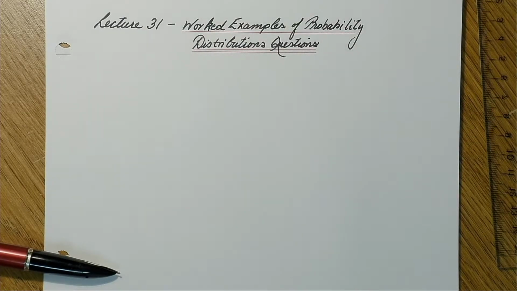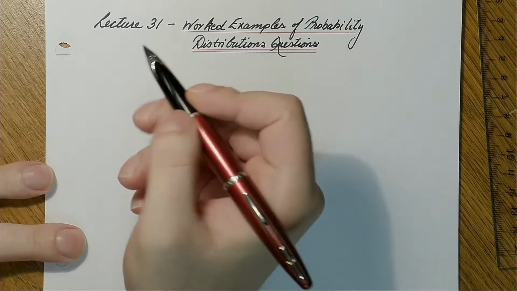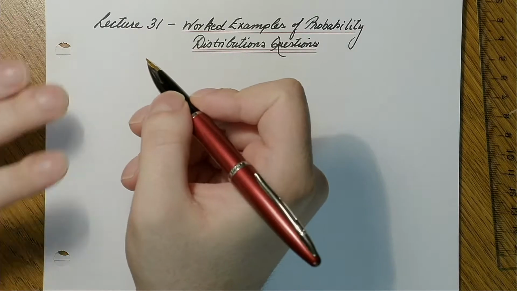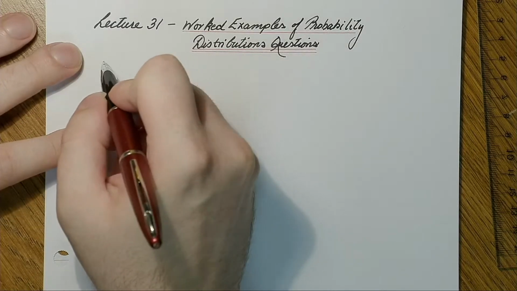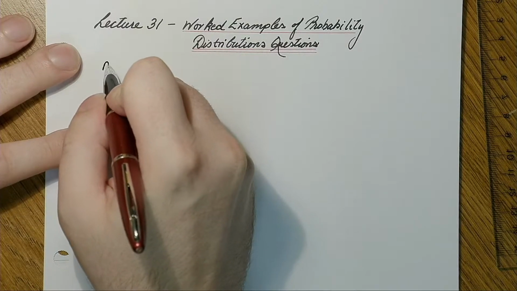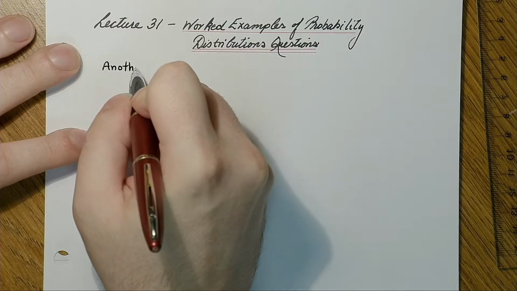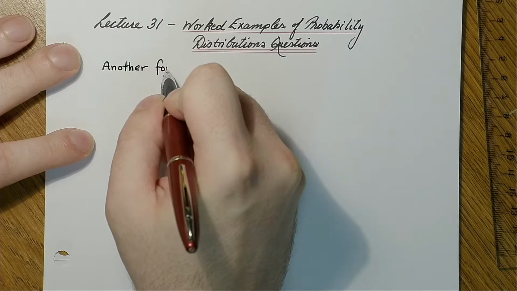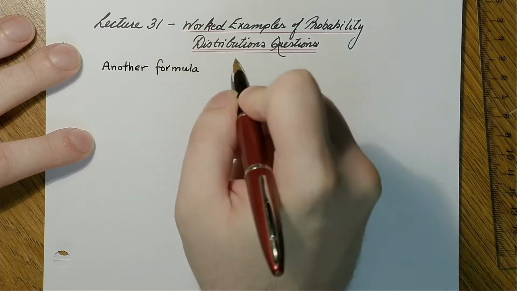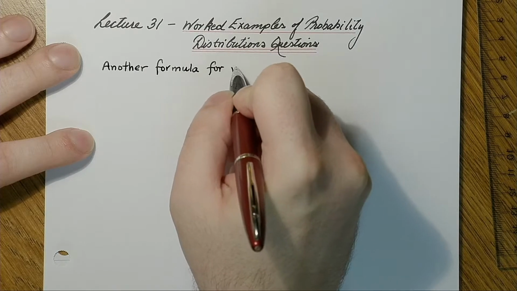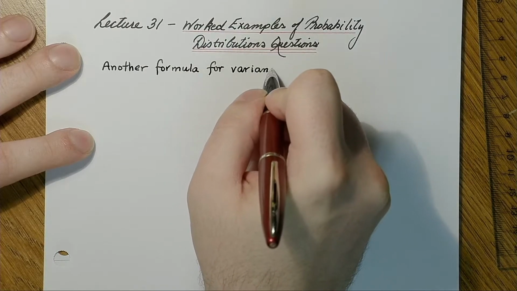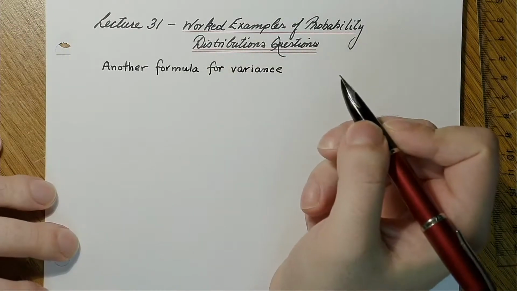So today's double period is going to be about probability distribution questions, and we'll work through some examples. Before I go through, there's two things I need to cover. There's another formula for variance, which can be helpful sometimes. It makes it a little bit quicker.